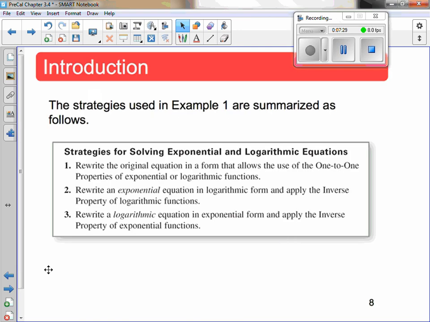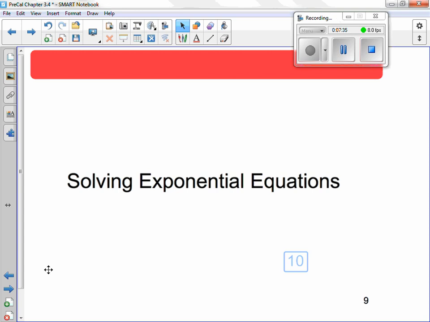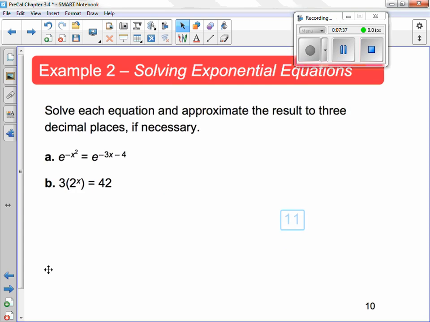So strategies, example 1, are summarized as rewriting the original in a form that's one-to-one, rewriting an exponential using logs, and kind of applying these properties. So we're going to look at this first. So what can we do to solve this here?